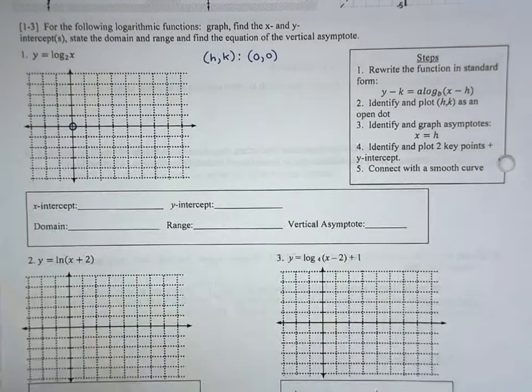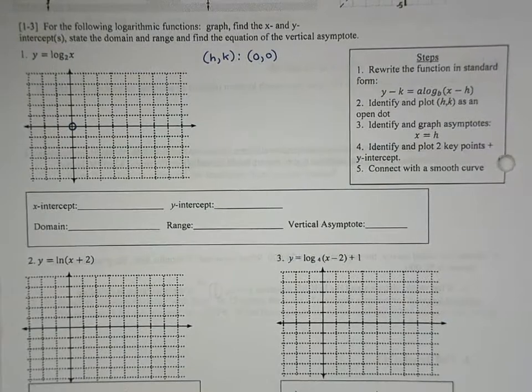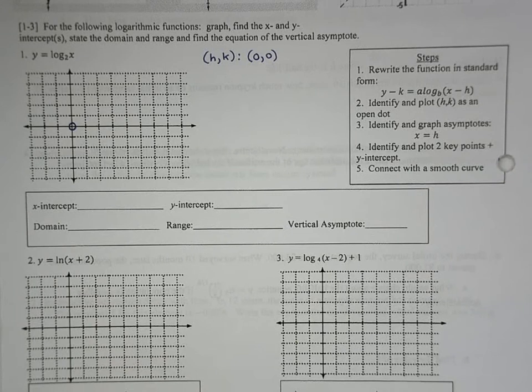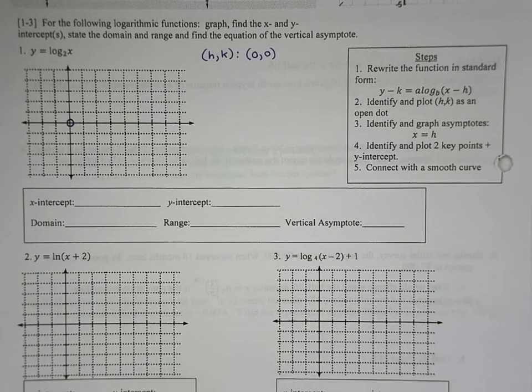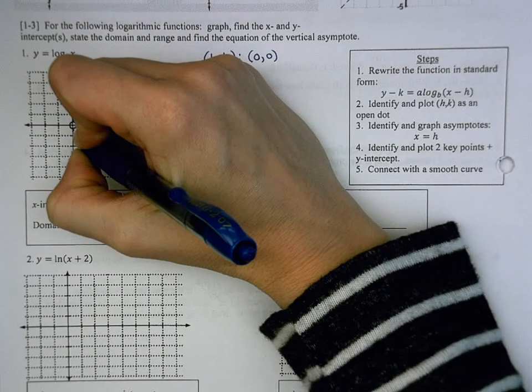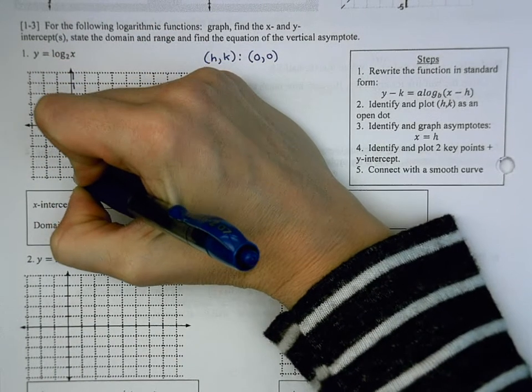And that's my h, k. I'm graphing it as an open dot because, like with the exponential functions that we learned last semester, the h, k shows you where your asymptote is. Now with an exponential function, that asymptote is a horizontal asymptote. Because a logarithm is the inverse of an exponential, everything is reversed, everything is switched. Instead of having a horizontal asymptote, we are going to have a vertical asymptote, like this, right through that h, k point at 0, 0.